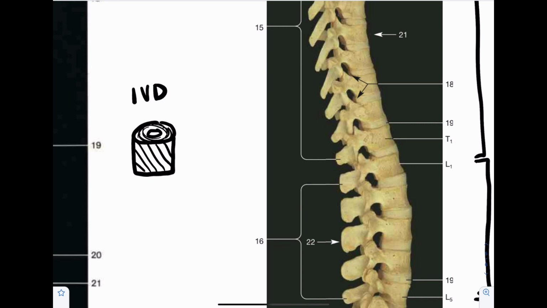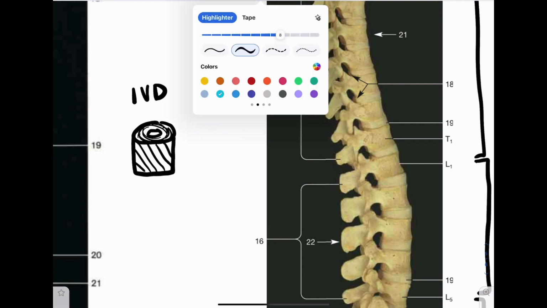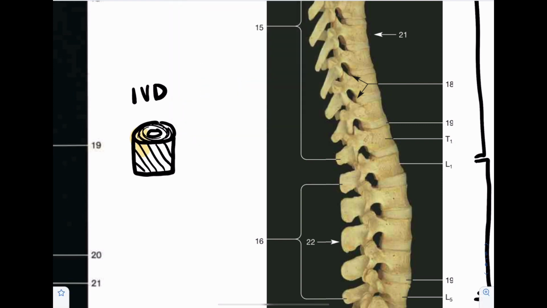That's a really tall one, but it has 2 parts. So the outside part is going to be this kind of dense, layered, fibrous material, and this is known as the annulus fibrosus. The center is a gelatinous part known as the nucleus pulposus.